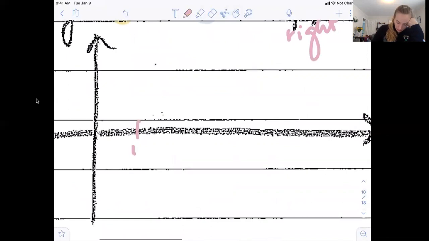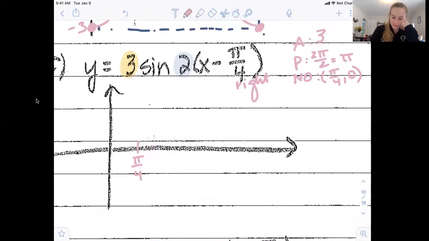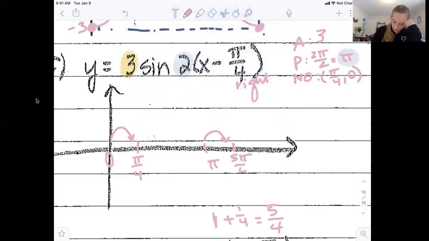I'm going to call this pi over 4. And in order to see where my period ends at pi, I cannot just go to pi and call it a day. I can only do that if I started at 0. But in this case, I'm moving pi over 4 units to the right. So from pi, I need to move pi over 4 units to the right. If you think of pi as one whole plus 1/4, that becomes 5/4. So I'm now at 5 pi over 4.